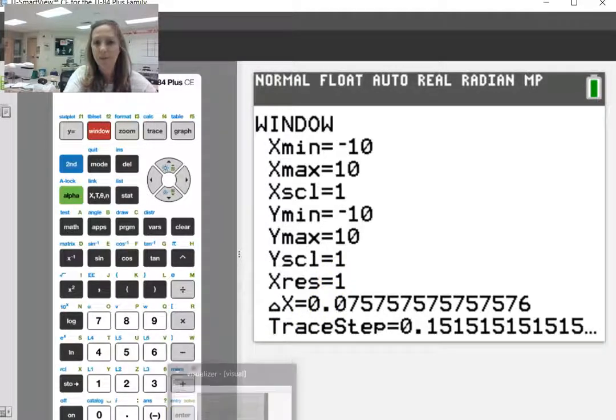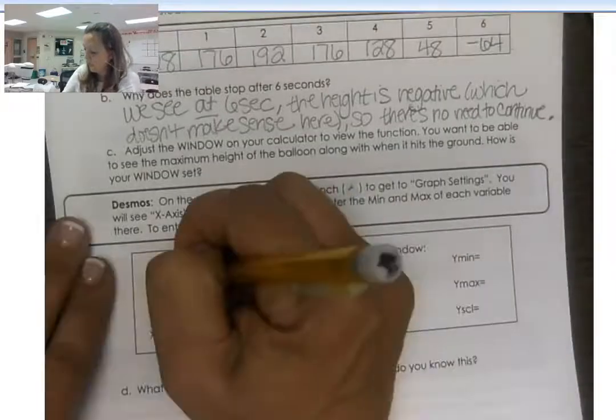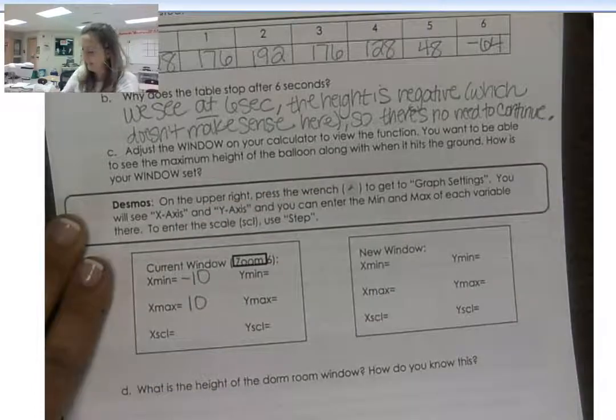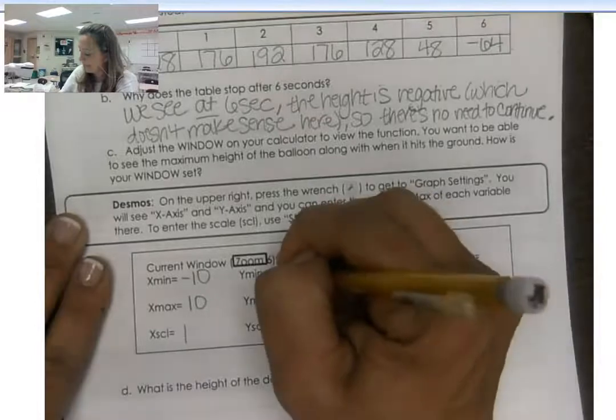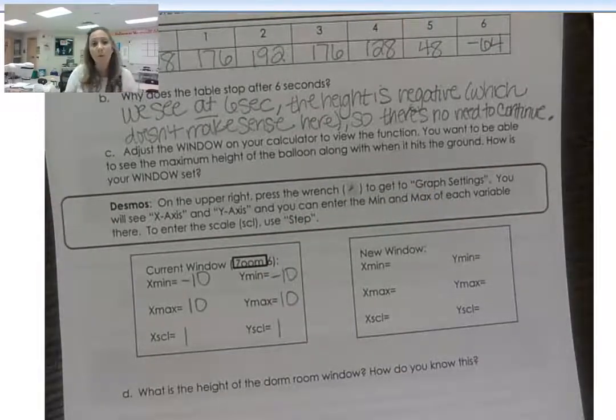But let's go back to our paper and write what we have in the current window. When you zoom 6, it always goes from -10 to 10 by 1s on both the x and the y-axis. But what we found when we were looking at that graph is that it wasn't really conducive to looking at what the graph looked like.